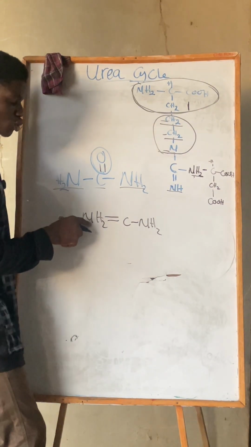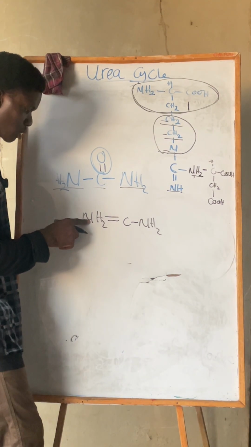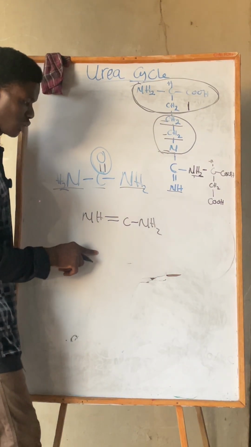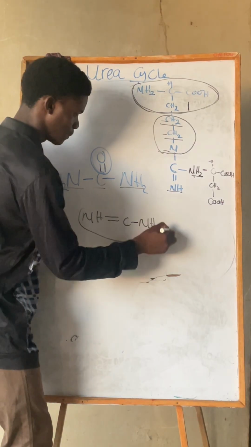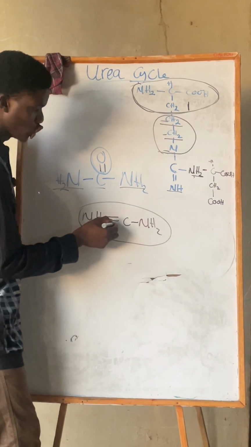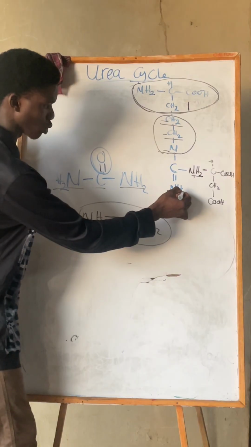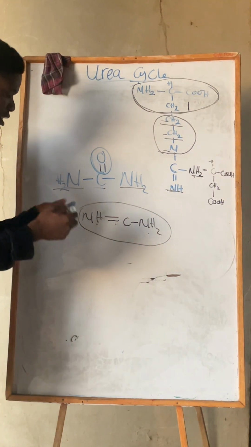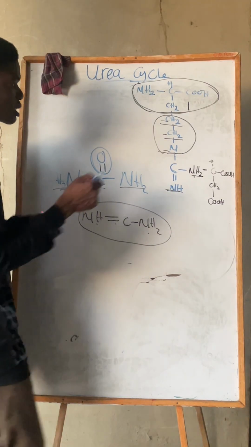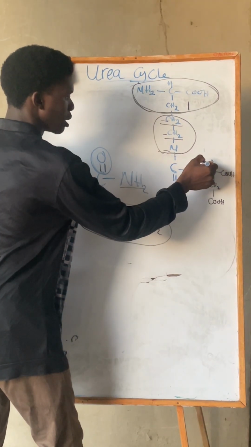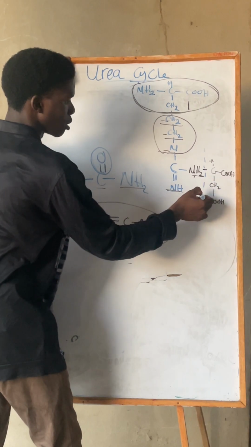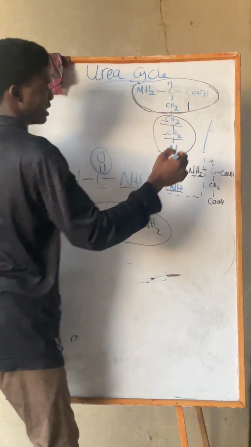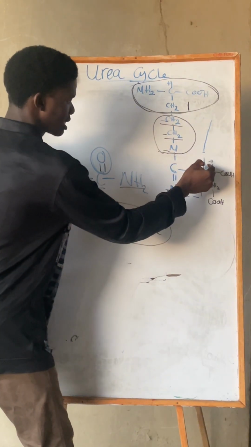So this nitrogen is supposed to have just 3 bonds around it, but now it has 4 bonds. That means this one will just be NH. You will notice that this structure here, NH double bond carbon NH2, is still the same thing as NH double bond carbon NH2. That is to tell you that everything here is your arginine.